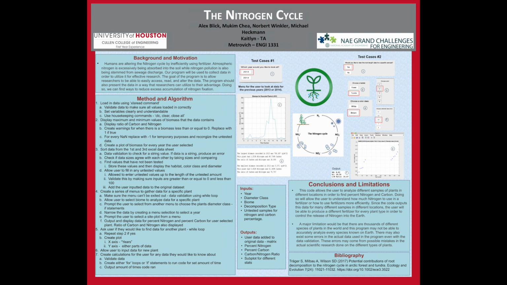So we sorted each of these into their own variables. Each sample also had a corresponding value for percent nitrogen, percent carbon, and carbon-nitrogen ratio, so a variable was created for each of these 3 values. After sorting the data, we did data validation.